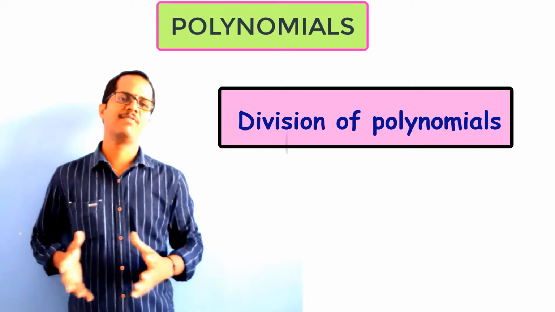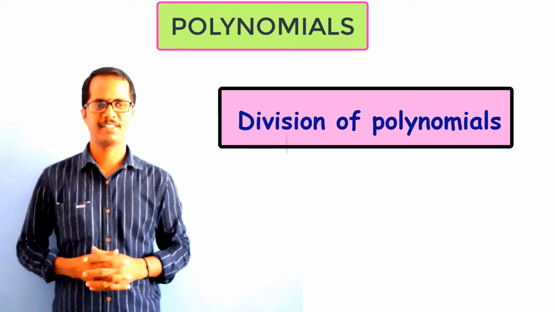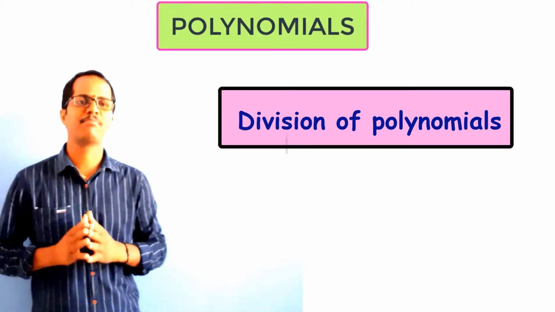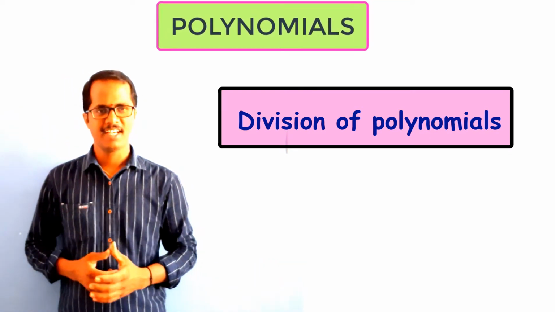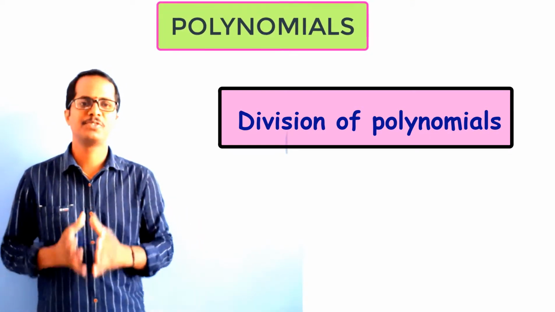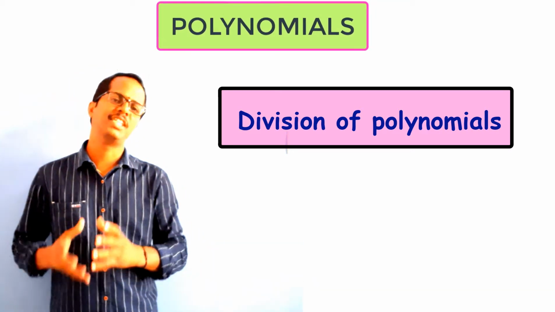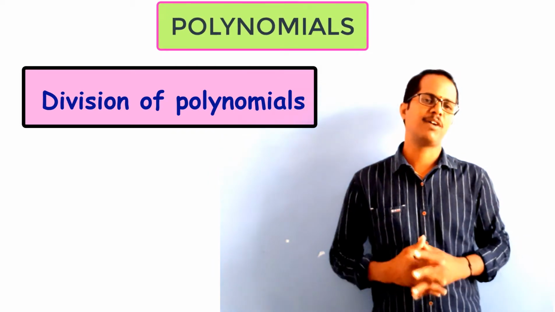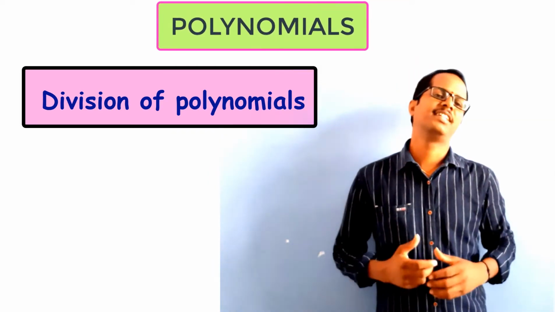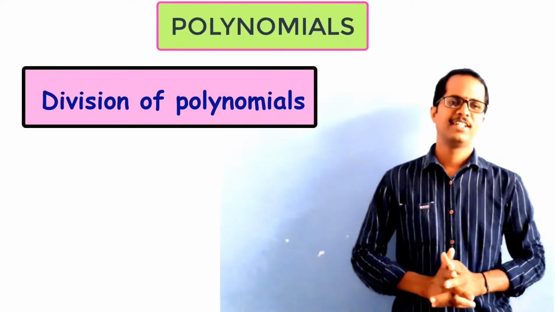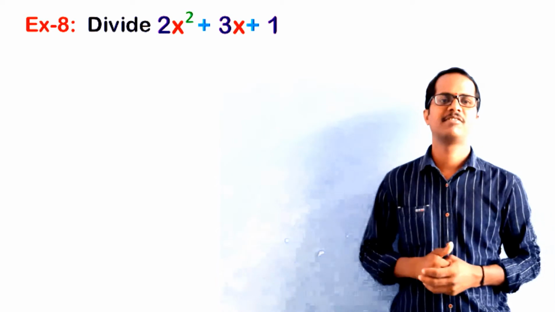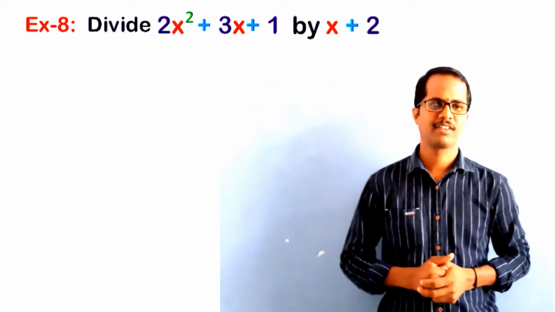We all know very well the division of polynomials. In our previous class, that is in 9th class, we discussed how to divide a polynomial by another polynomial. The same concept we are going to use here also. So let us recall the division of polynomials again by taking some examples. Let us take one example. Divide 2x square plus 3x plus 1 by x plus 2.